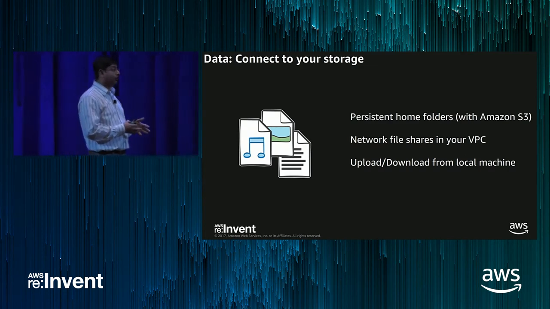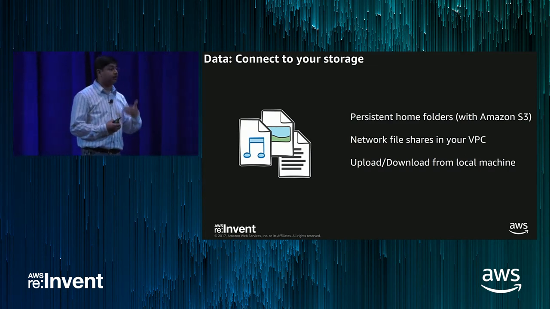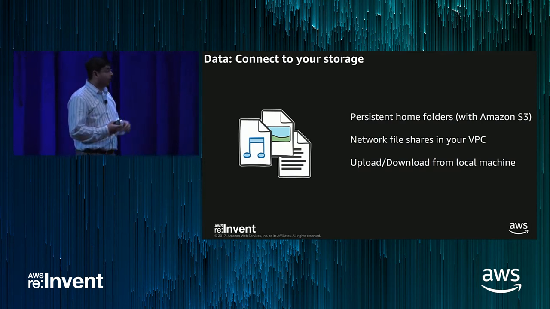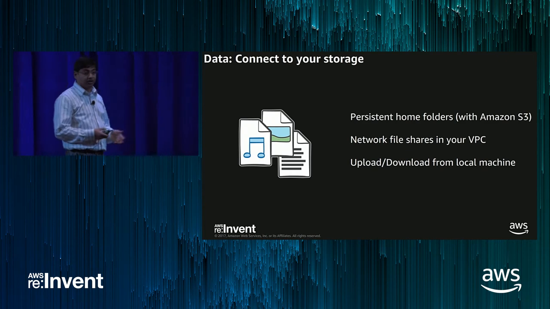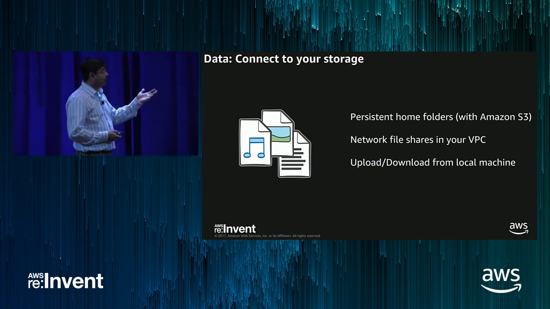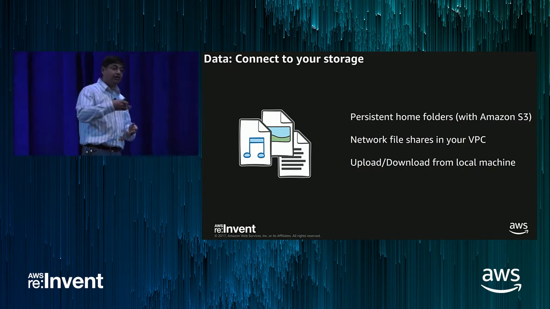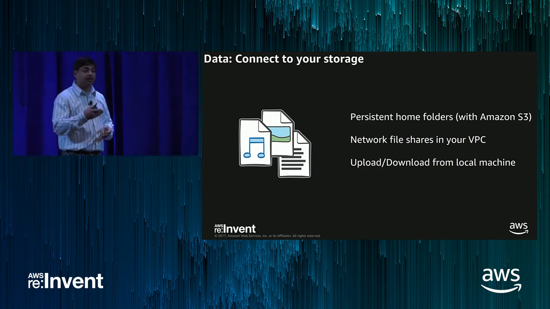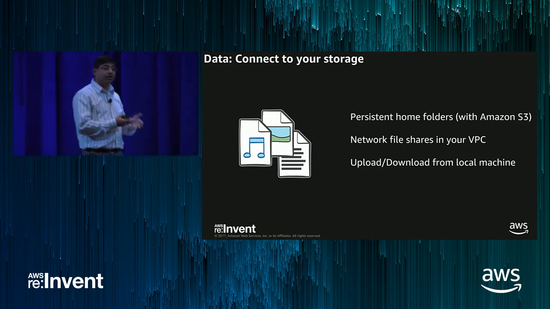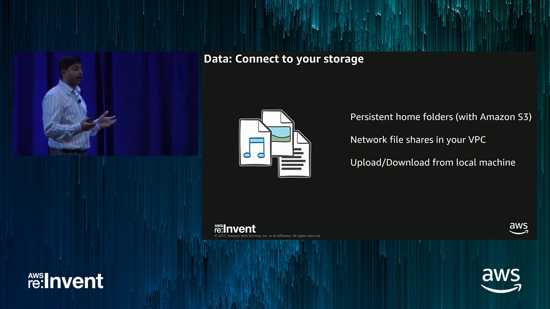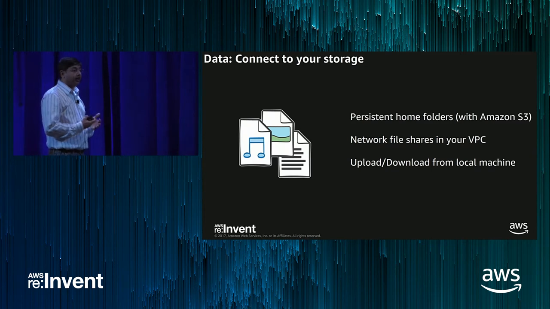So this home folder goes with the user across the sessions, across instances, so they don't need to necessarily worry about losing the data. Or if you already have your existing infrastructure in your VPC, you can actually use this. The reason why this is powerful is because we are actually placing your graphical instances, running your graphics apps, next to your data store, and the latency is basically eliminated, and you can access your data in a very fast manner.